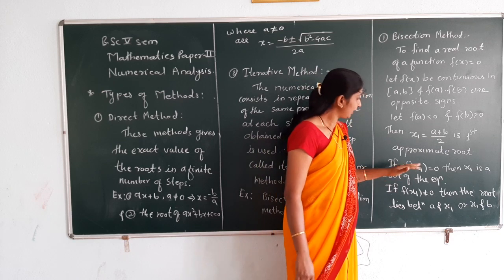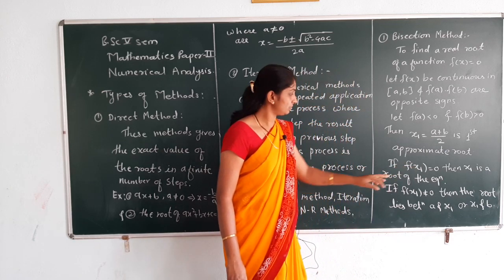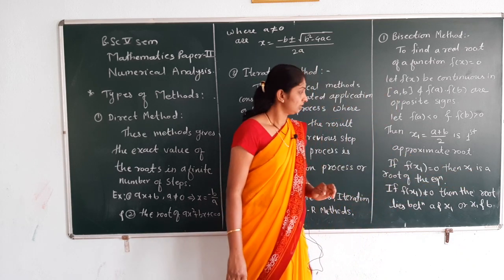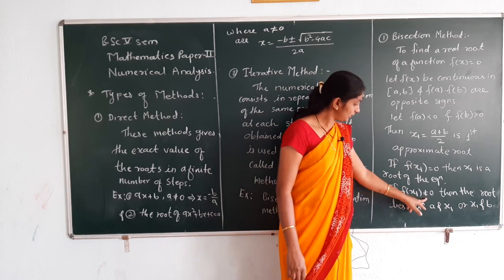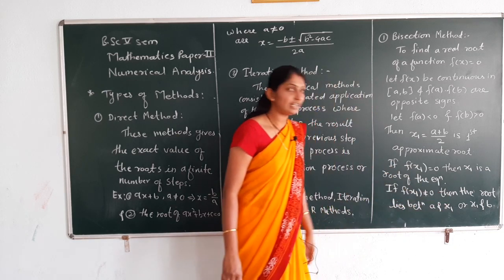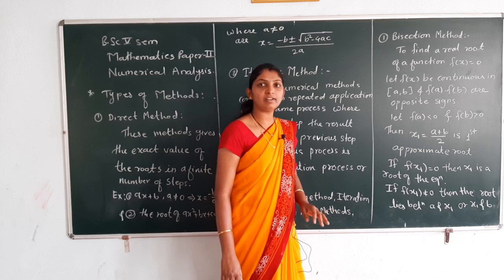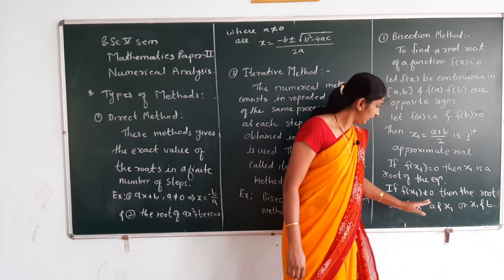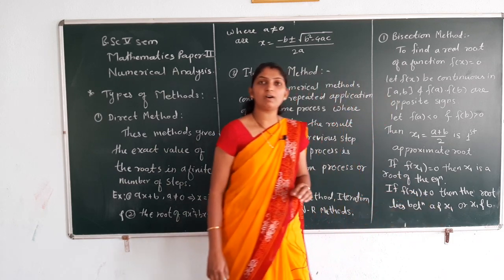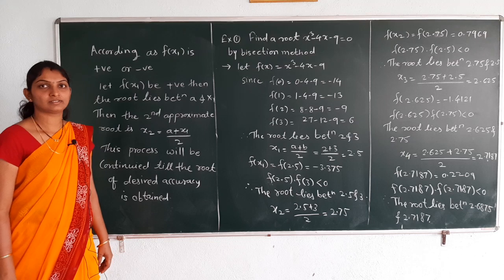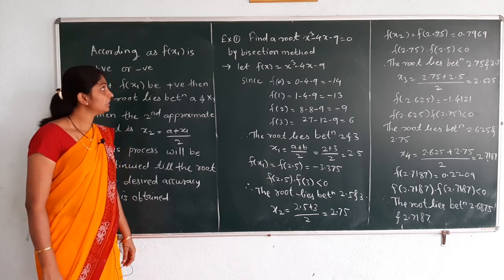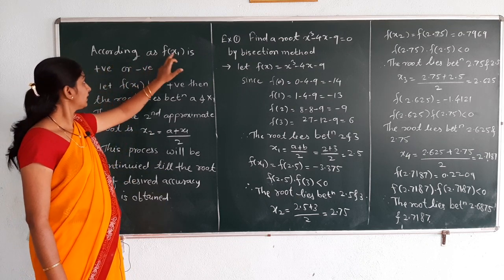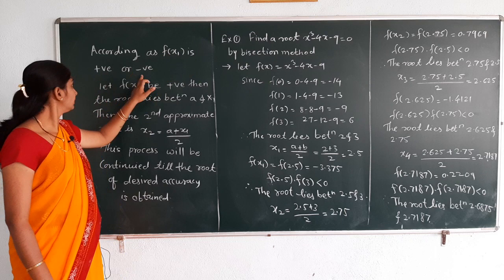Then if f of x1 is equal to 0, then x1 is the root of the equation, and if f of x1 is not equal to 0, then the root lies between a and x1 or x1 and b. We have to check whether f of x1 is positive or negative. The root lies between a and x1 or x1 and b according as f of x1 is positive or negative.